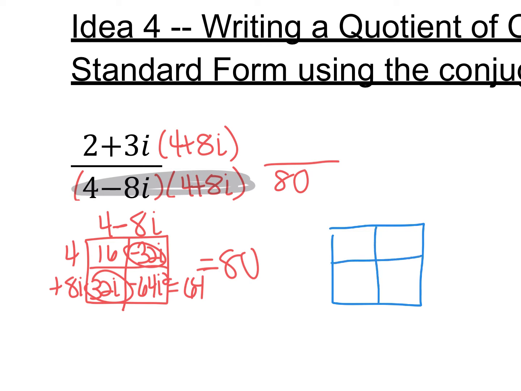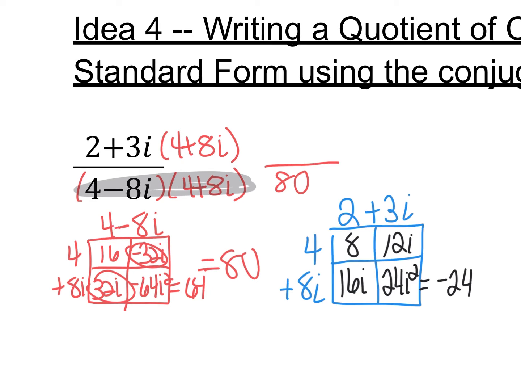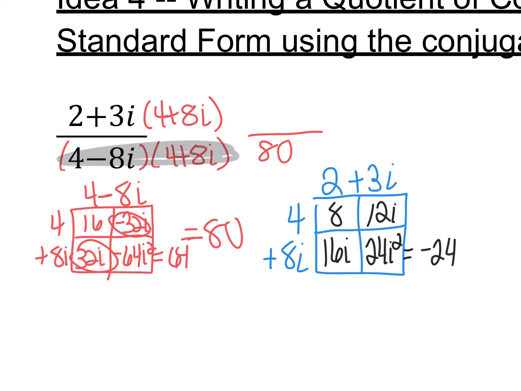So we're going to have 2 plus 3i here. Then we have 4 plus 8i over here. And we're going to fill in our box. We're going to have 8, and then we'll have 12i and 16i, and then 24i squared. 24i squared is going to equal negative 24. Notice this time our i's are not going to cancel out because we're not multiplying by a conjugate here. So we are not going to have our i's cancel out in this situation.